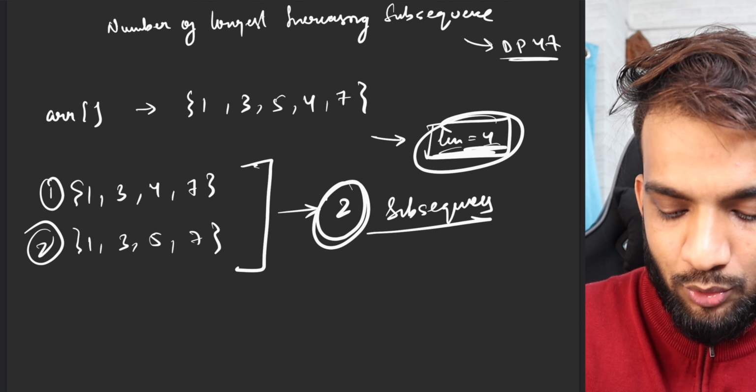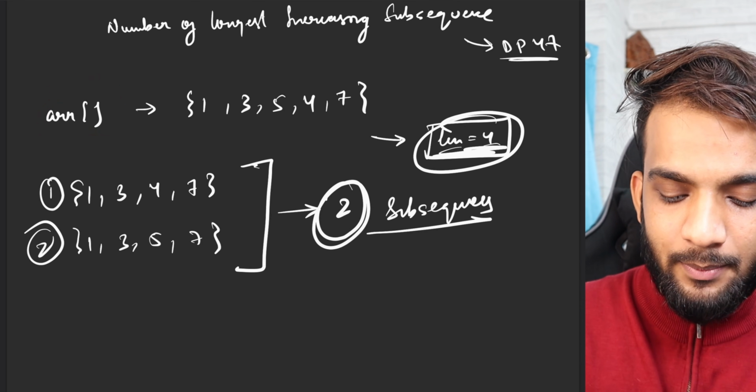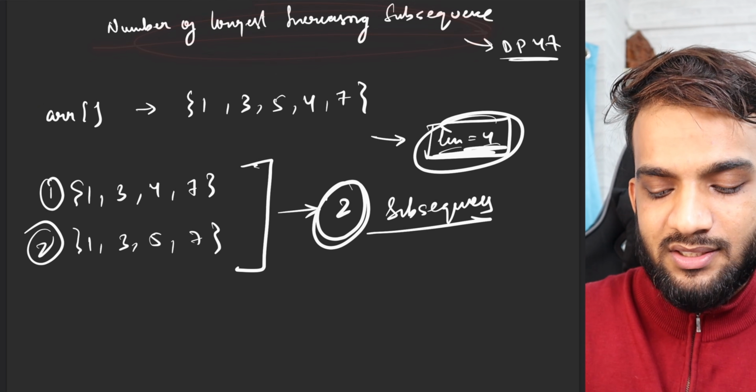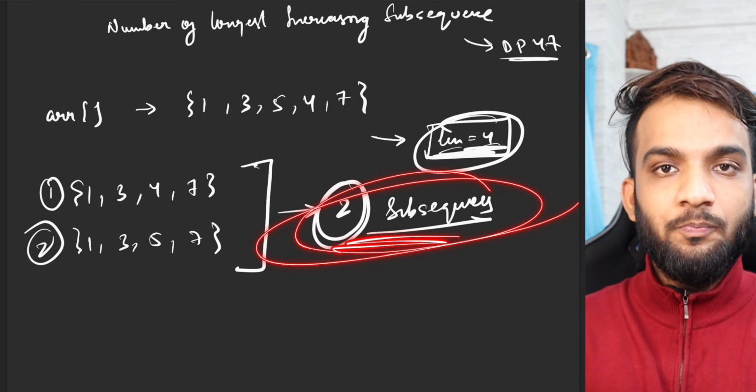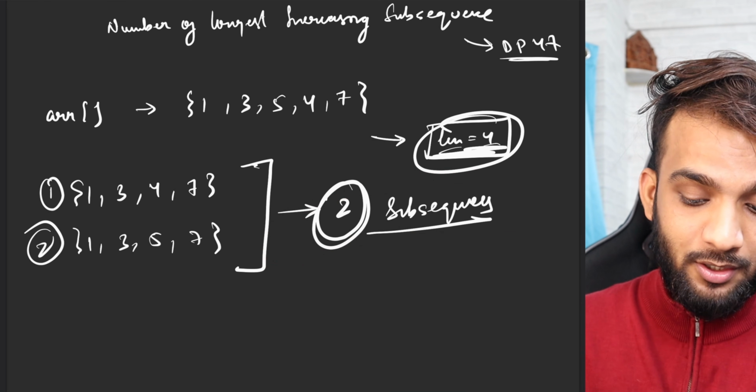So that's the simple question. I will give you an array, and you need to tell me the number of longest increasing subsequences. And over here it is 2. That's the question. So how do you solve this particular problem?